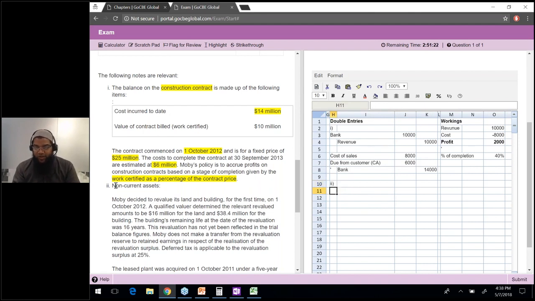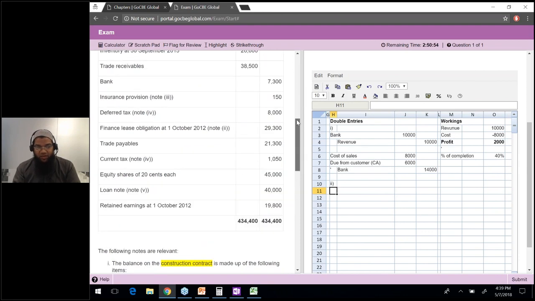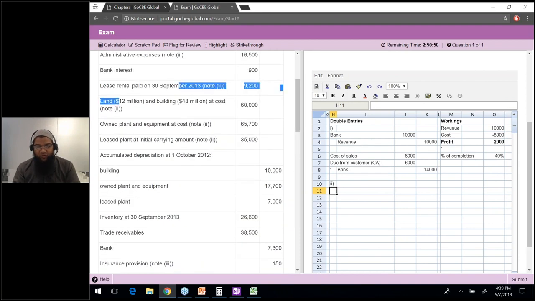Now in adjustment number 2, the question says that Mobi decided to revalue its land and building for the first time. On 1st October 2012, we have decided to revalue the asset at the start of the year. A qualified valuer determined the relevant revalued amount to be 16 million for land and 38.4 million for the building. So let's check the value of the land and building in the trial balance. The land was 12 and the building was 48.